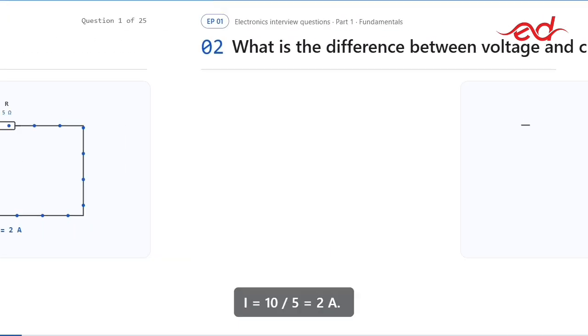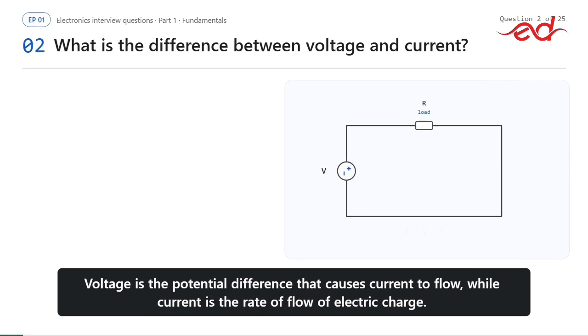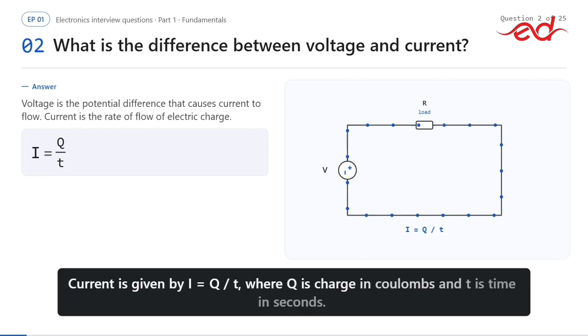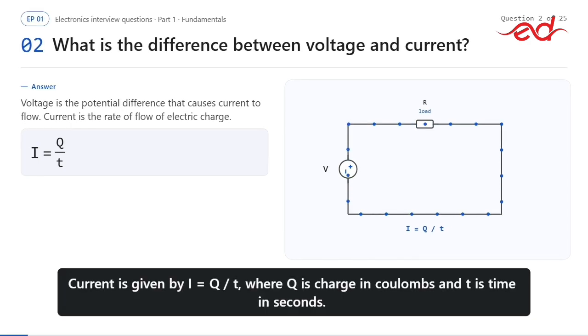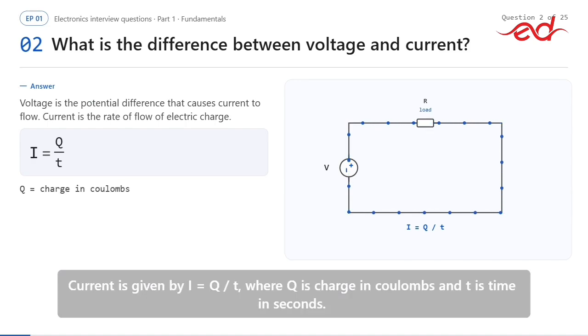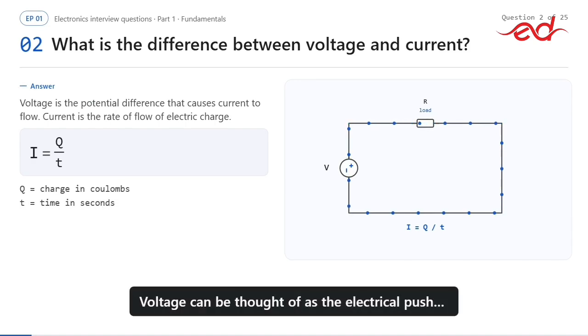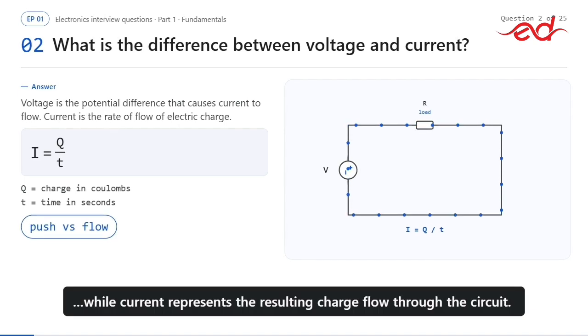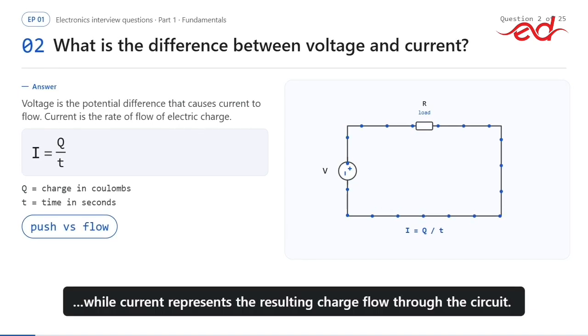Now coming to the second question, what is the difference between voltage and current? Voltage is the potential difference that causes current to flow, while current is the rate of flow of electric charge. Current is given by I is equal to Q by T, where Q is charge in coulombs, T is time in seconds. Voltage can be thought of as an electrical push, while current represents the resulting charge flow through a circuit. You can see the animation diagram of how current and voltage are related to each other, right?